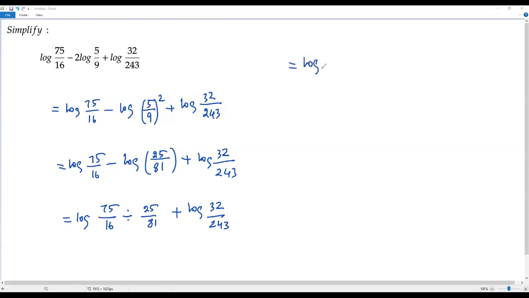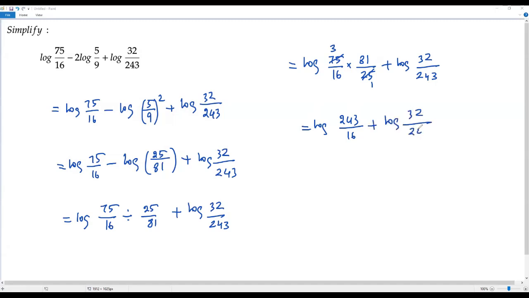Okay, let me continue over here. Log. Okay, here I'm going to change this division as multiplication. When I change this division as multiplication, I have to take the reciprocal for this one. So then I'm getting log 75 over 16 times 81 over 25 positive log 32 over 243. Okay, 25 goes into 25 one time, 25 goes into 75 three times. And so now we can multiply this 3 and 81 because here we cannot do any more simplification. When I multiply 3 and 81, I'm getting 243 divided by 16 times 1 is just 16. Positive log 32 divided by 243.